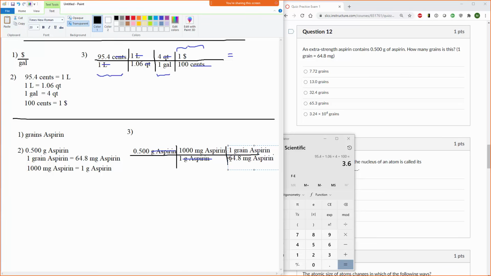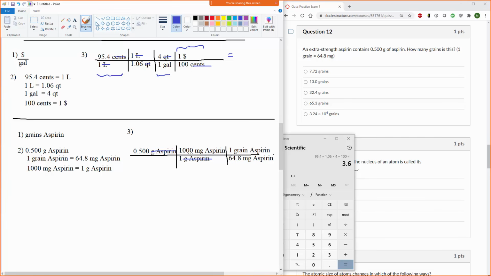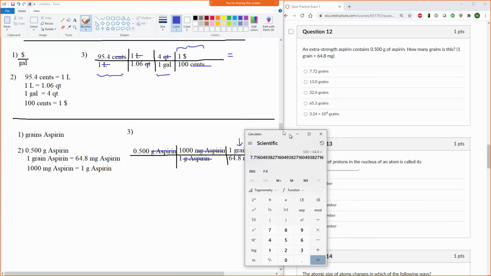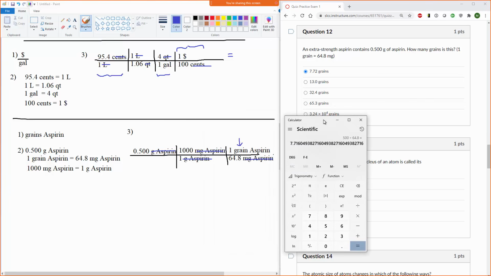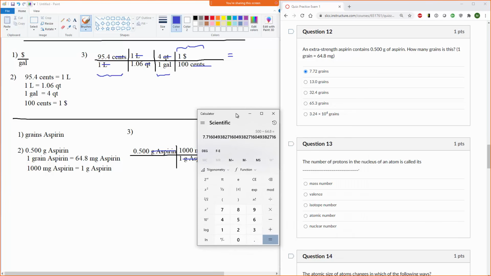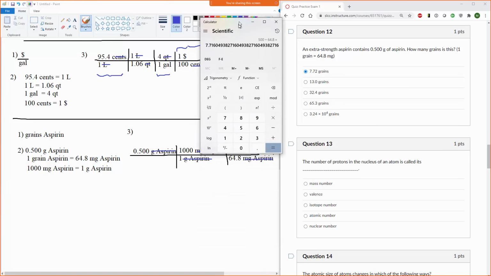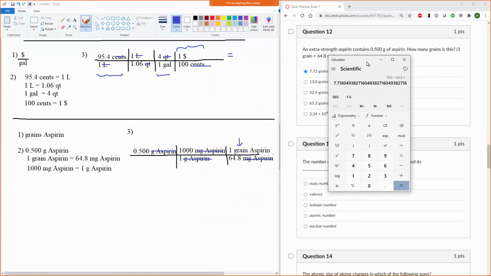Okay. And then our milligrams of aspirin cancels. And then David notes that we got what we're looking for, so we should stop and plug it in. So 0.5, multiply that by 1,000, divide that by 64.8, and I should get 7.72 grains of aspirin. Any questions on that one? That one's pretty straightforward, I think. A little bit easier than the other ones we've been doing.